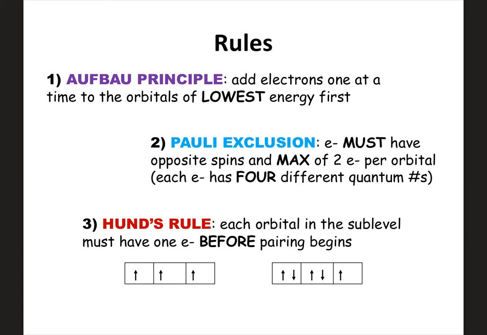And then Hund's rule says that you have to have 1 electron in each orbital before you would ever pair them up. So if you had 3 electrons in a particular sublevel here, you would put 1 electron in each of the orbitals, and then when you added the 4th or the 5th, that's when you would start the pairing. So these are not anything new. Definitely still need to know these.